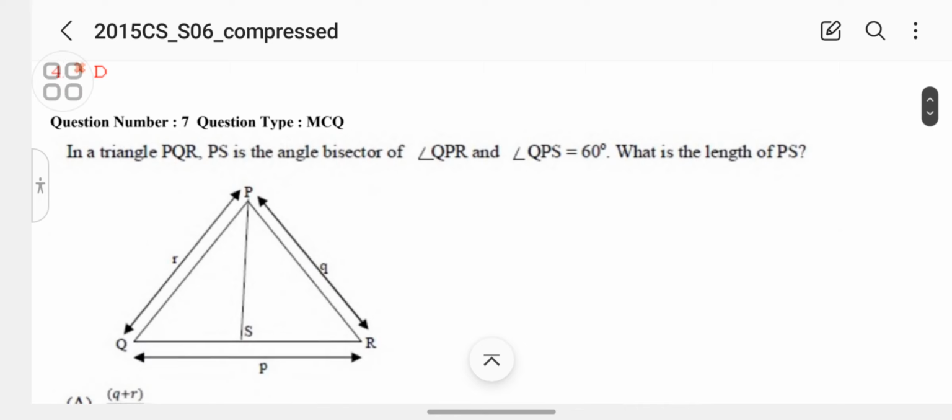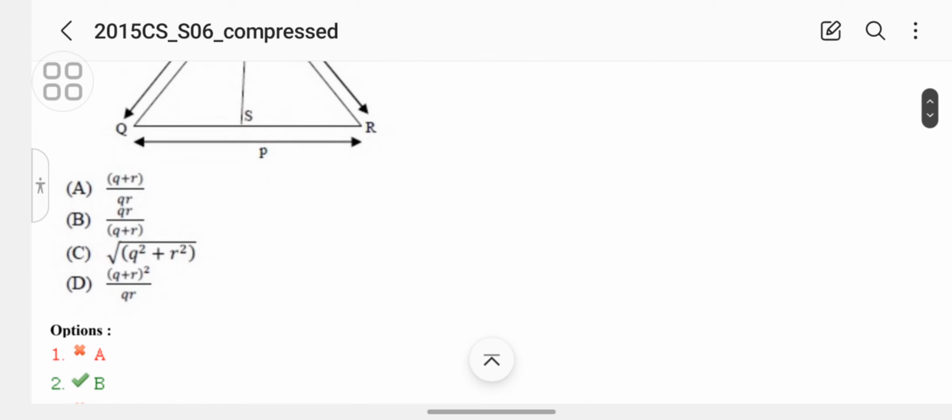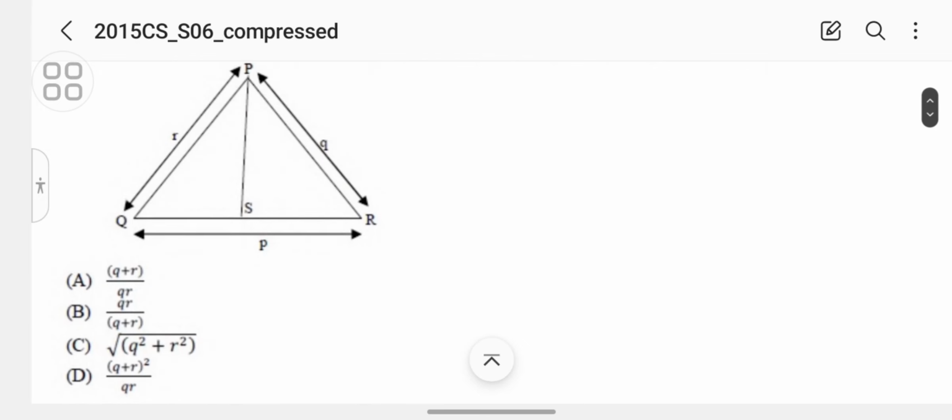Now 7 is in a triangle PQR, PS is the angle bisector of this and the angle QPS is 60 degrees. So what is the length of PS? So if you solve this, you will get the answer as QR divided by Q plus R, that is option B.